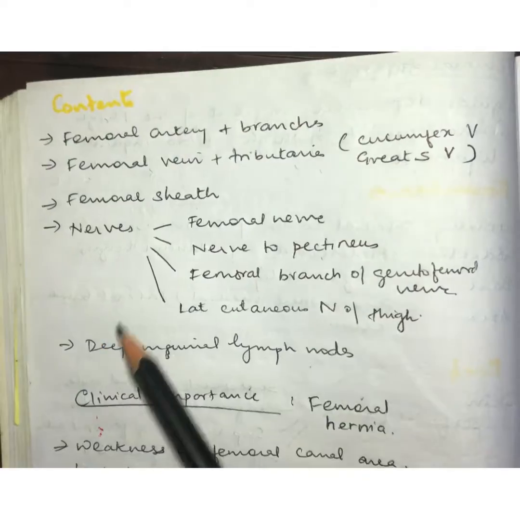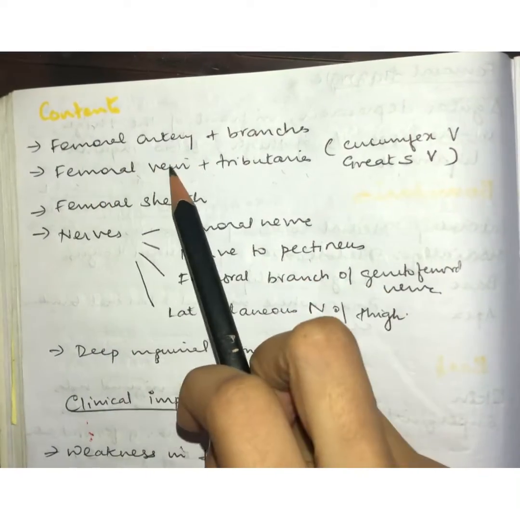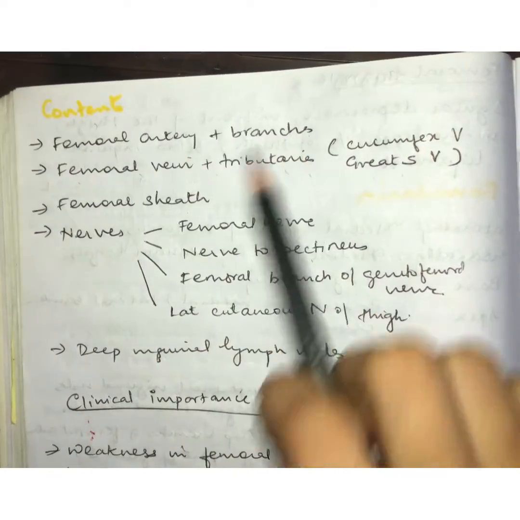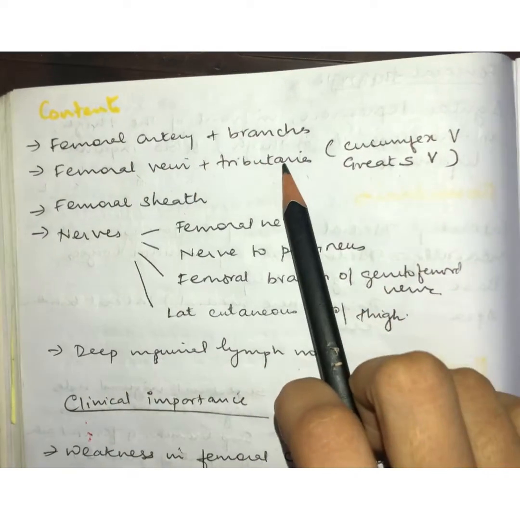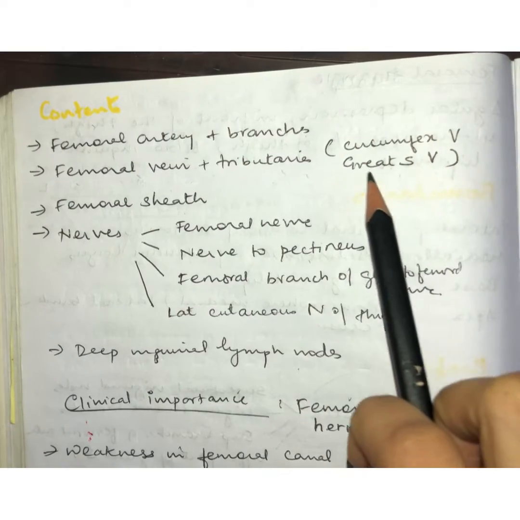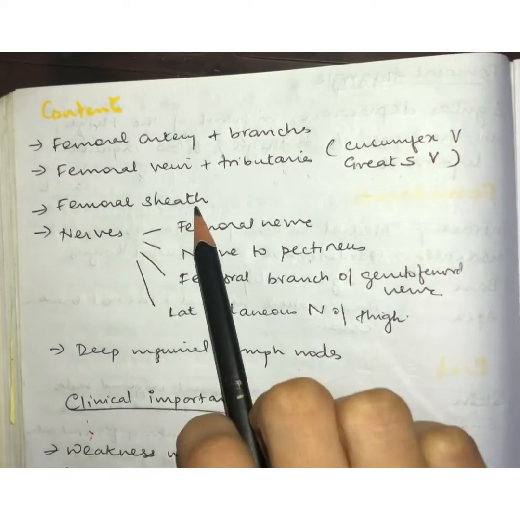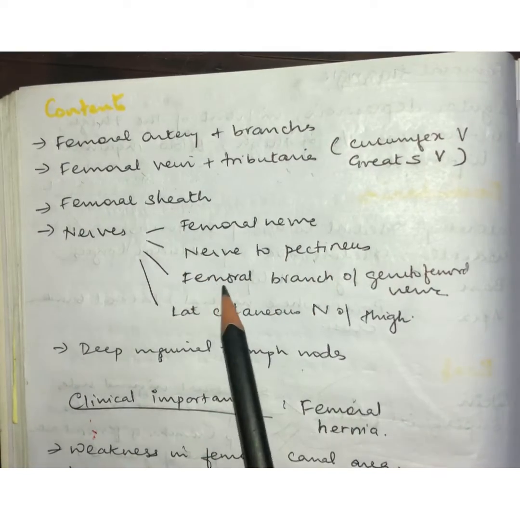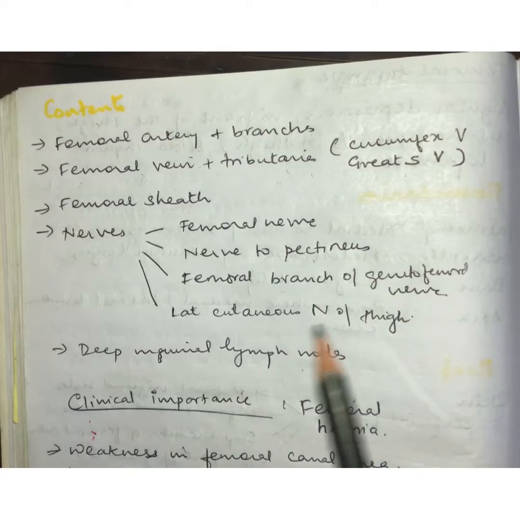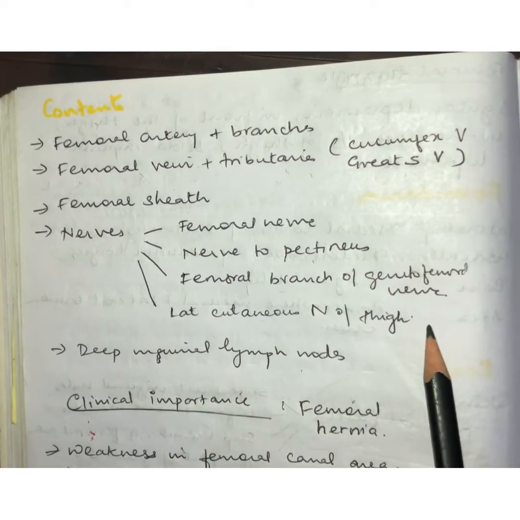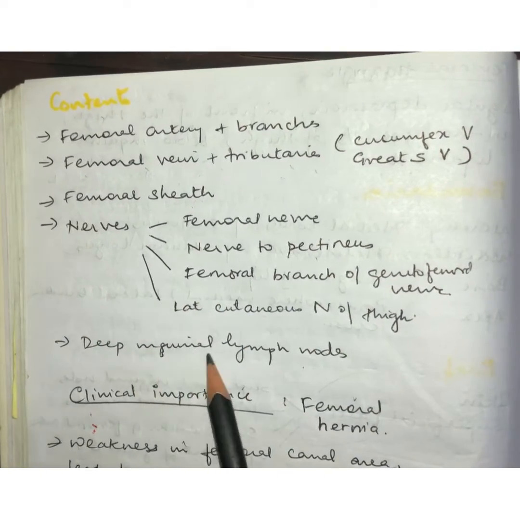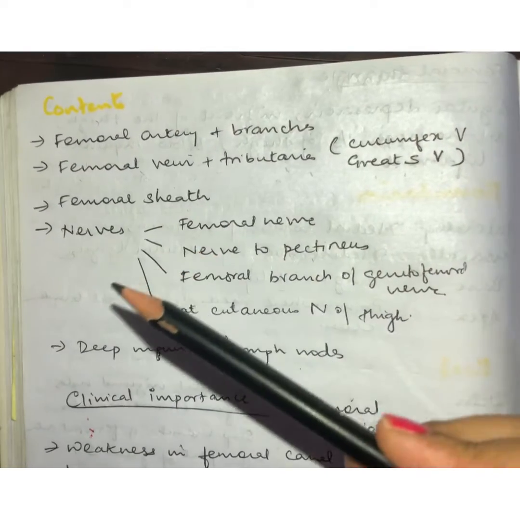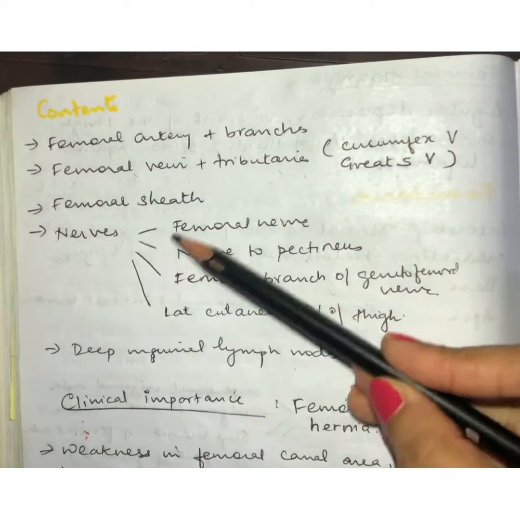The contents include femoral artery, femoral vein, femoral sheath, and nerves. So femoral artery plus its branches, femoral vein plus its tributaries, that is the circumflex vein and the great saphenous vein, the femoral sheath, the nerves, that is the femoral nerve, nerve to pectineus, femoral branch of genitofemoral nerve, lateral cutaneous nerve of the thigh, and finally the deep inguinal lymph nodes. So it includes an artery, a vein, the nerves, lymph nodes, and the femoral sheath.